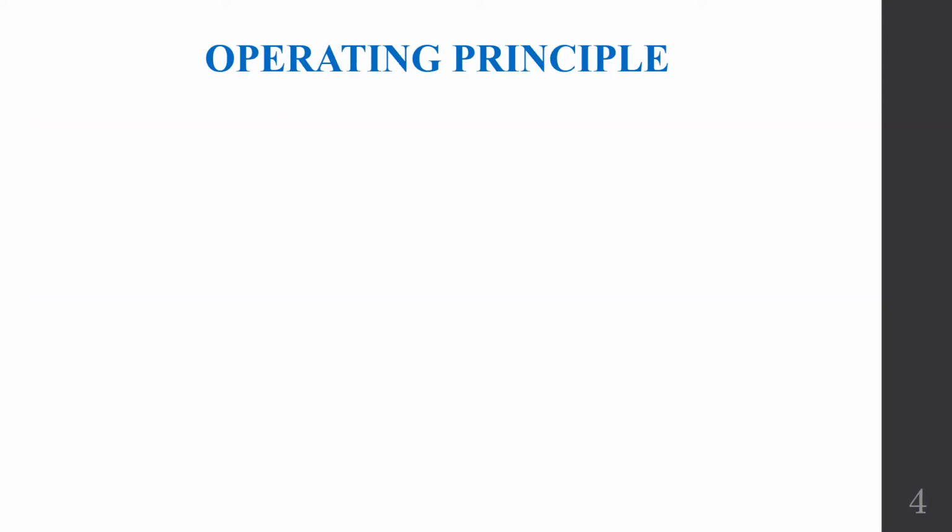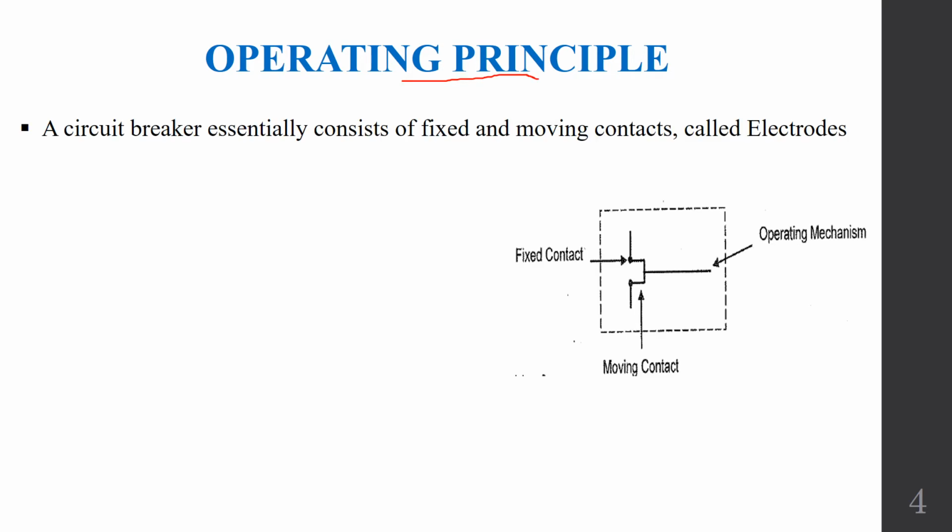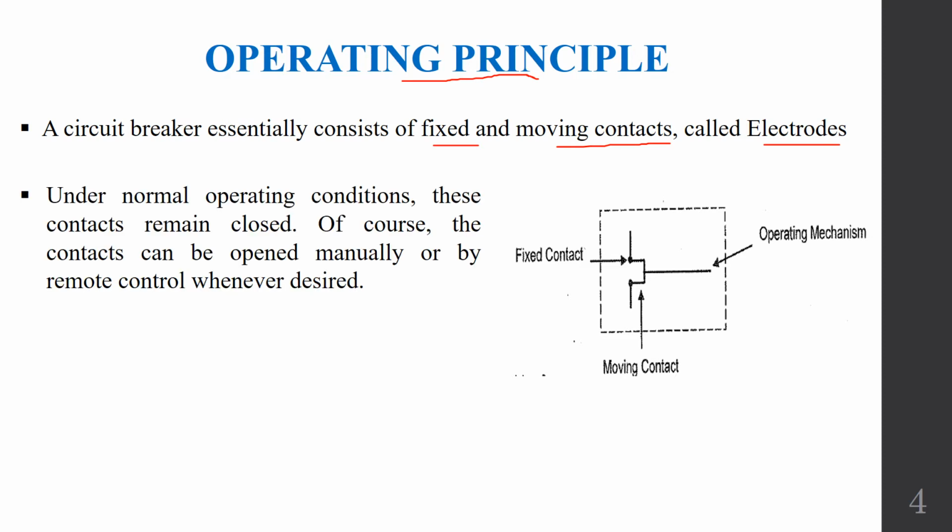Operating principle of circuit breaker. A circuit breaker generally consists of fixed and moving contacts. These are also known as electrodes. During the normal operation, the fixed contact and the moving contact both are intact with each other, that is, they remain closed. But we can also open the two contacts manually or with the help of remote control whenever it is desired.